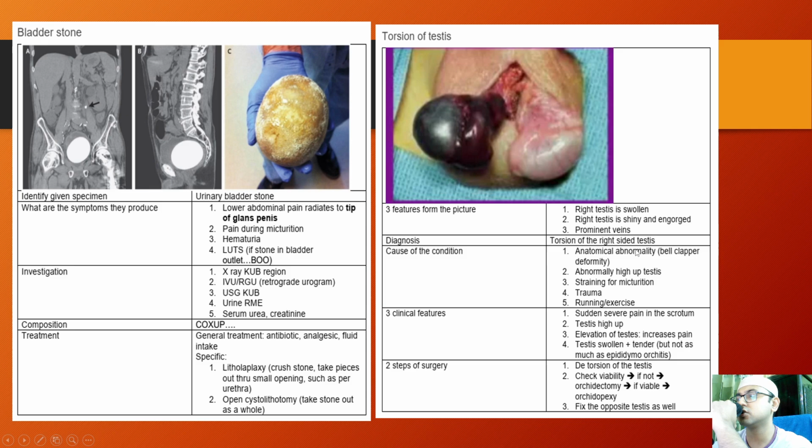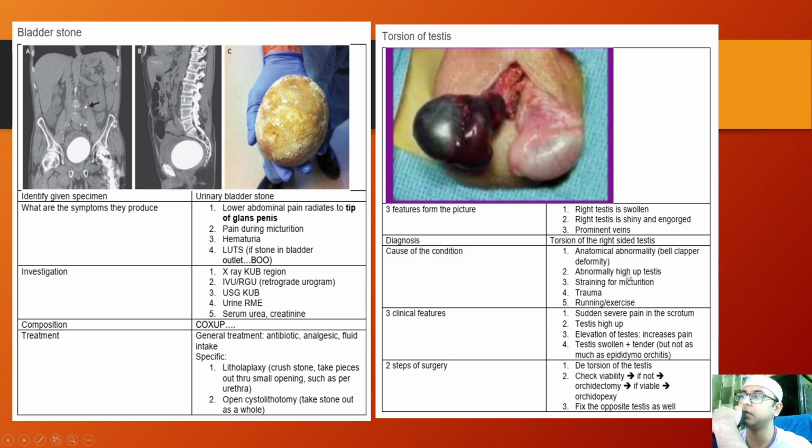And diagnosis: torsion of the right side of the testis. And conditions will be anatomical abnormality like bell clapper deformity, abnormality, high-up testis, straining for micturition, trauma, and running and exercise. Traumatic accident is not so common.